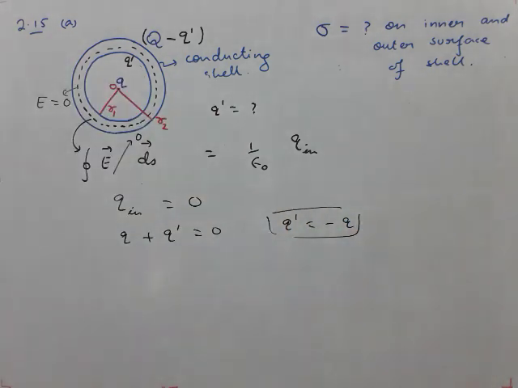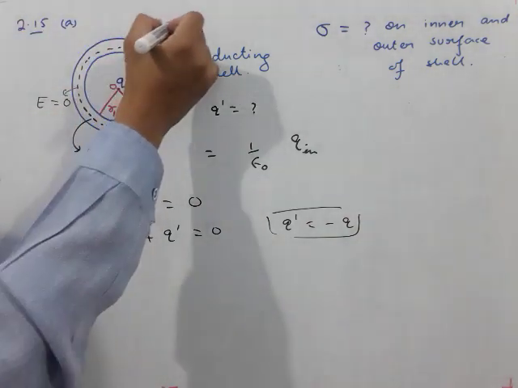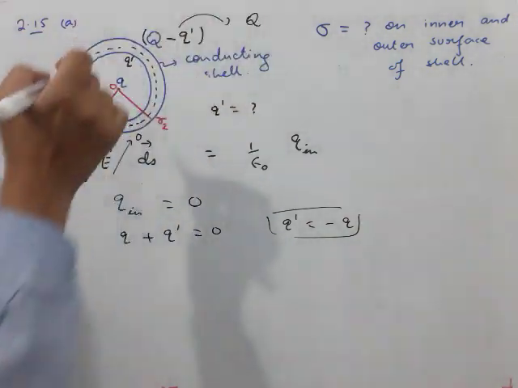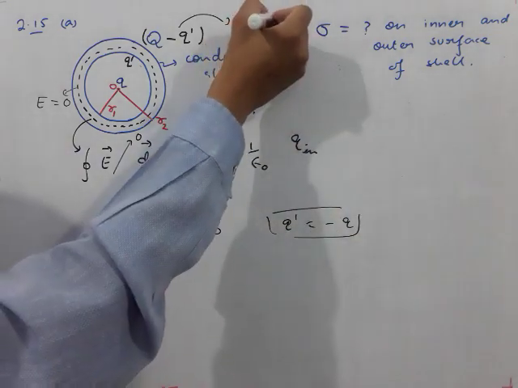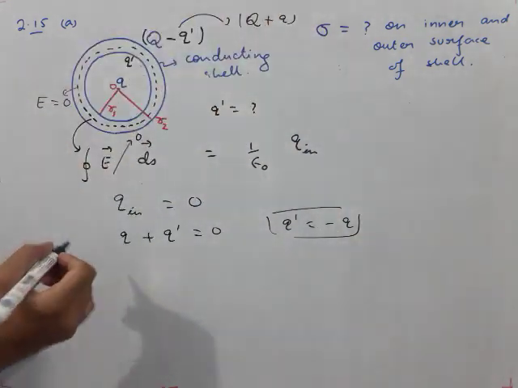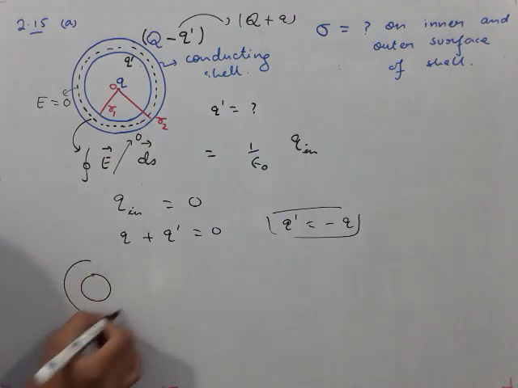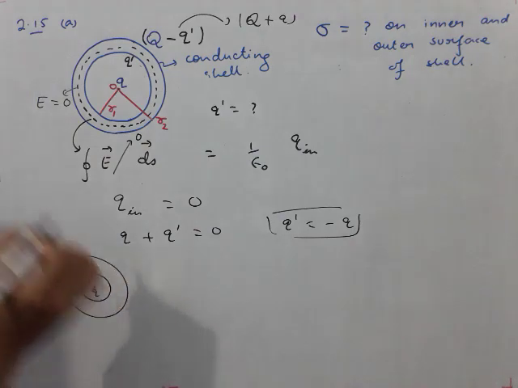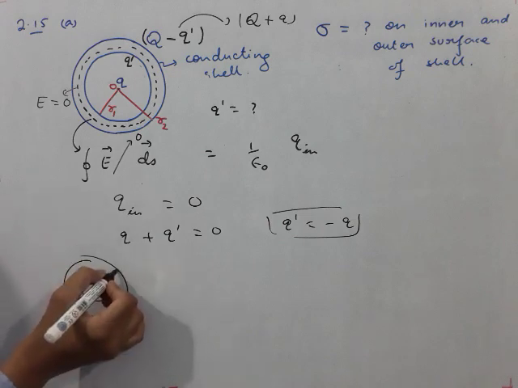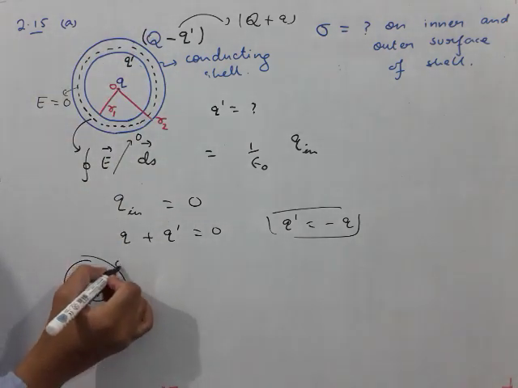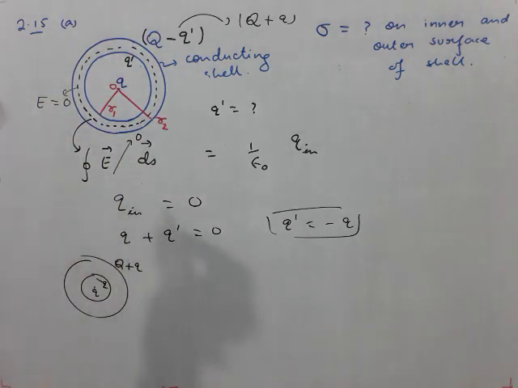So if q dash is equal to minus q, the charge on the outer surface will become how much? Q minus q dash. Minus q dash means minus of minus q, that is plus q. Therefore our charge configuration will be like this. If we have charge q at the center, on the inner surface there will be charge of minus q, and on the outer surface there will be q plus q.